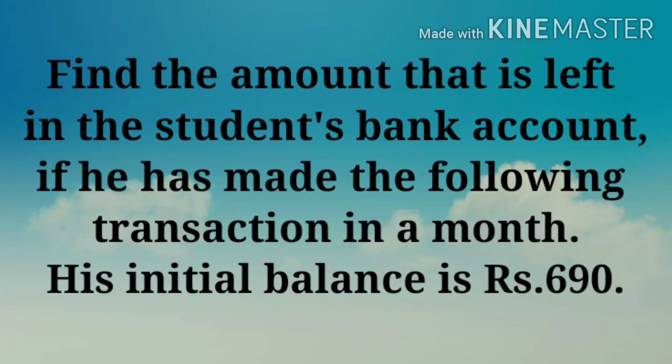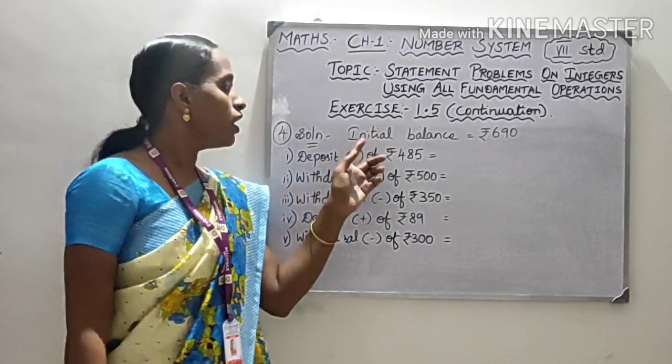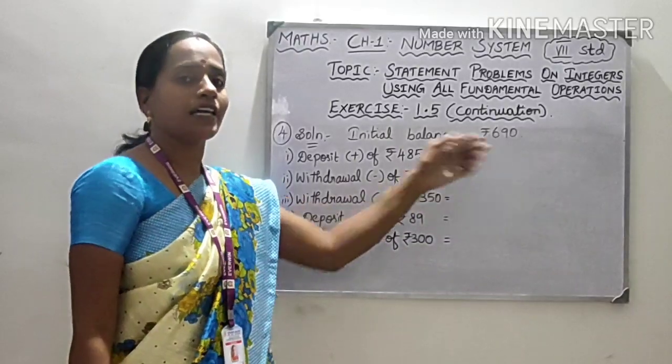Find the amount that is left in the student's bank account if he has made the following transactions in a month. His initial balance is rupees 690. Here we have the solution for the fourth sum. Our initial balance is rupees 690.